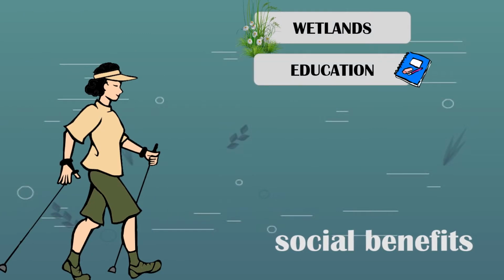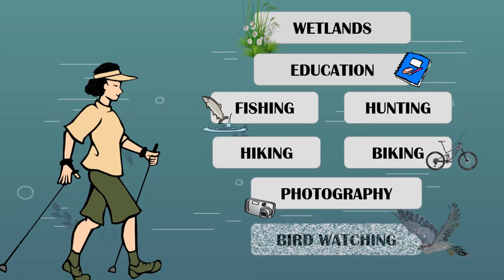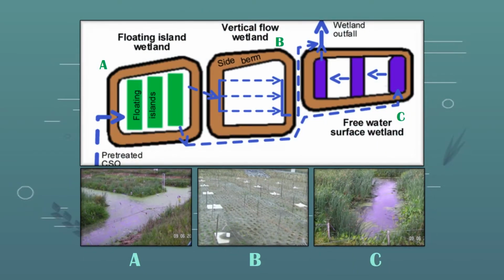Wetlands are often inviting places for various recreational activities and provide educational opportunities to students of all ages. The Harbor Brook Wetland Project is a great example of a constructed wetland. The project consists of floating wetland islands, vertical flow wetlands, and surface flow wetlands.